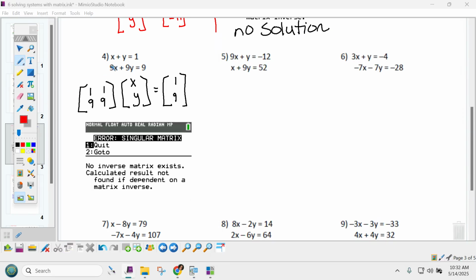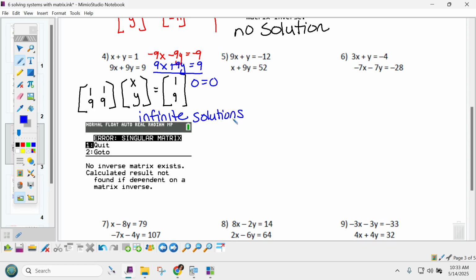Okay. If I take the top equation and multiply everything by -9, and I notice with the bottom equation, if I add these together, I get 0 equals 0. That's true. This is an infinite solution situation. So these are the same line. They overlap. Okay, let's try 5 and 6.